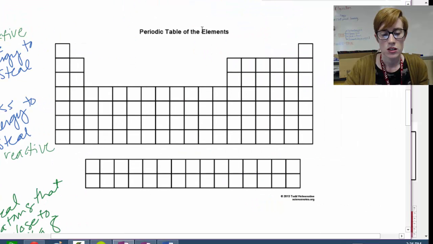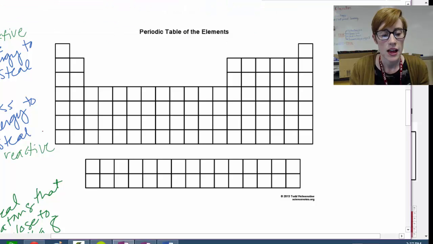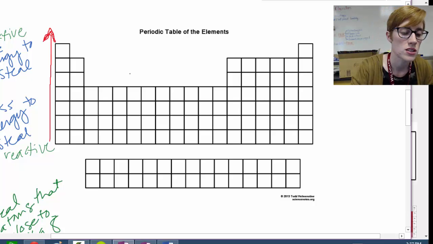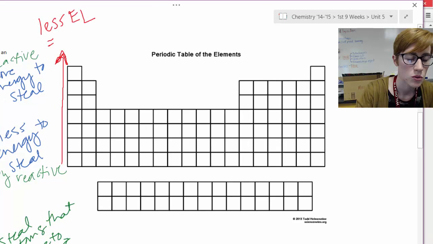So let's look at this trend here. The trend in our periodic table says the ionization energy increases as we go up. The energy it takes to steal the electron is harder as there's less energy levels. Okay, so less energy levels equals more energy to steal. It takes more energy to steal an electron.